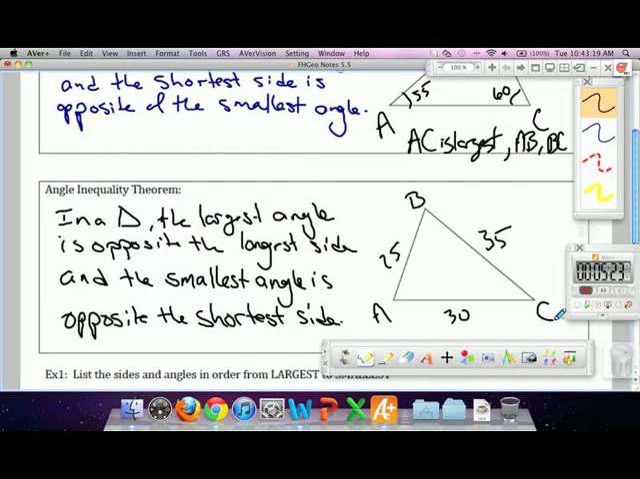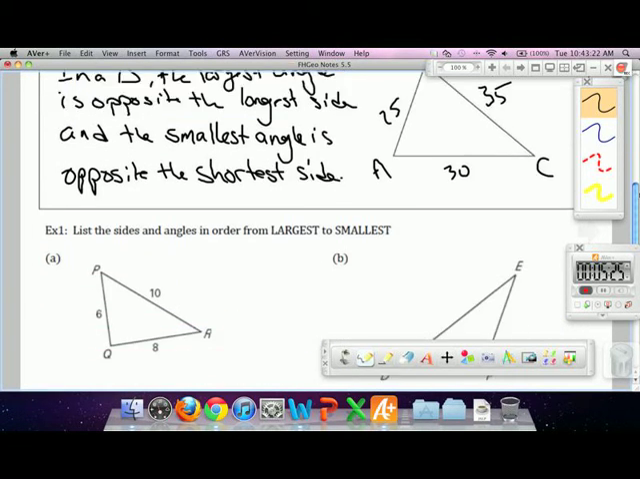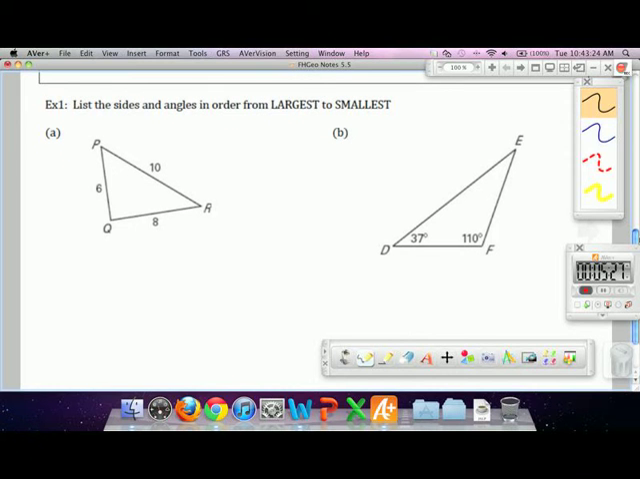So we got a quick little exercise here. Here's two guys. List both the sides and the angles from largest to smallest. In each of those, one of them should be painfully obvious. I told you. And the other one, you have to actually use the comparison ideas that we just had before. So find for each picture the side lengths from largest to smallest, and the angle measures from largest to smallest. Angle Q, angle P, angle R. Sure.